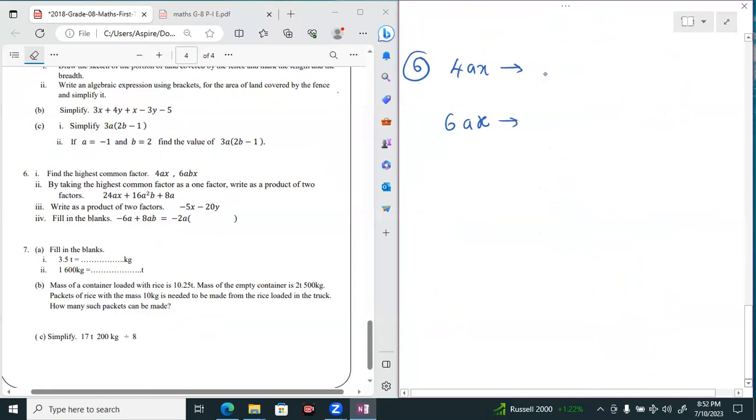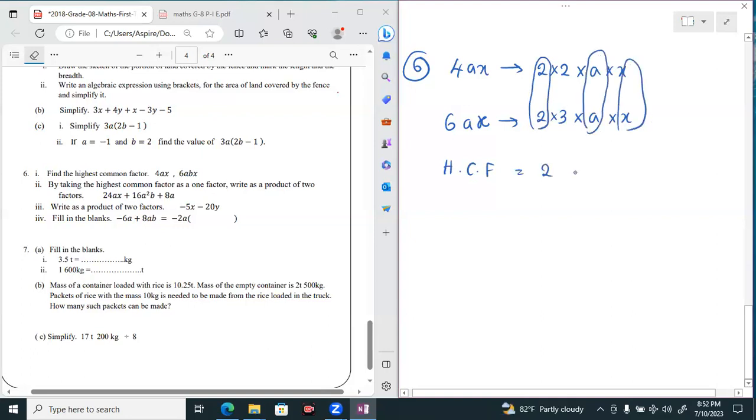4 can be written as 2 times 2 times a times x. 6 is written as 2 into 3, a times x. Then when you take the highest common factor, obtain the common factors, then multiply them. 2 into a into x. Then the highest common factor is 2ax. By taking the highest common factor as one factor, write as a product of 2 factors.